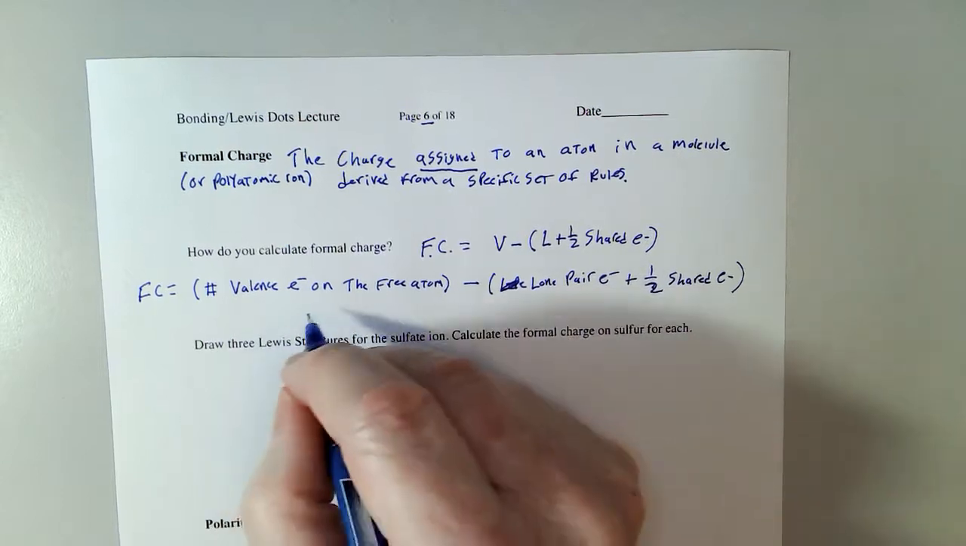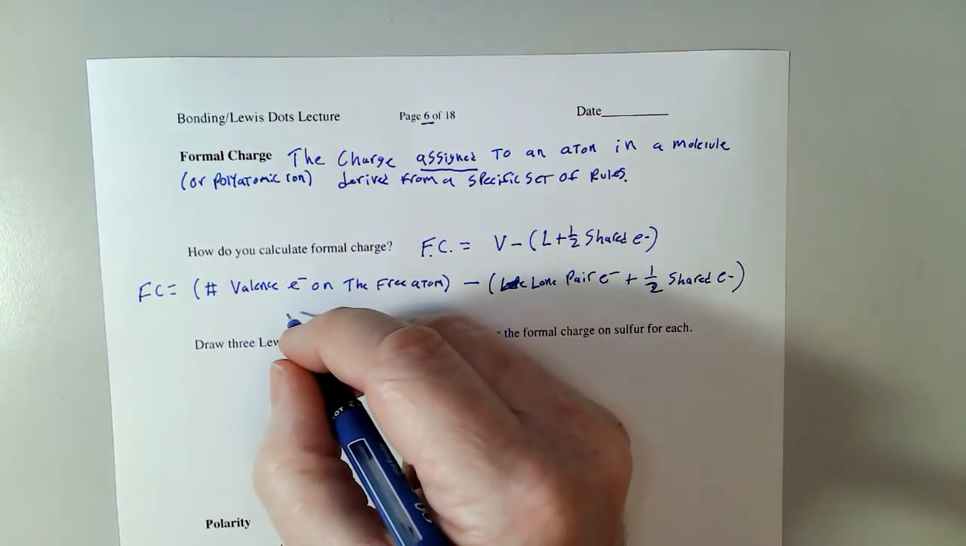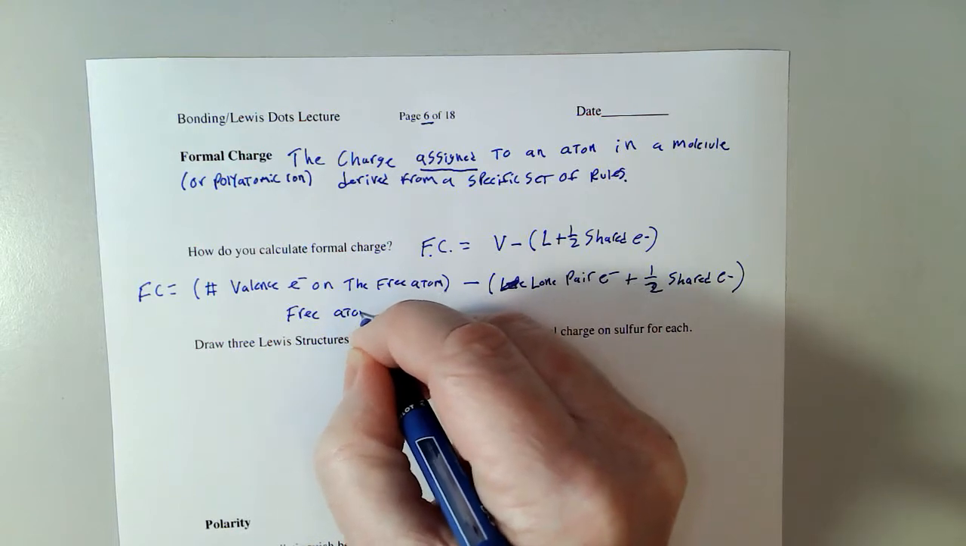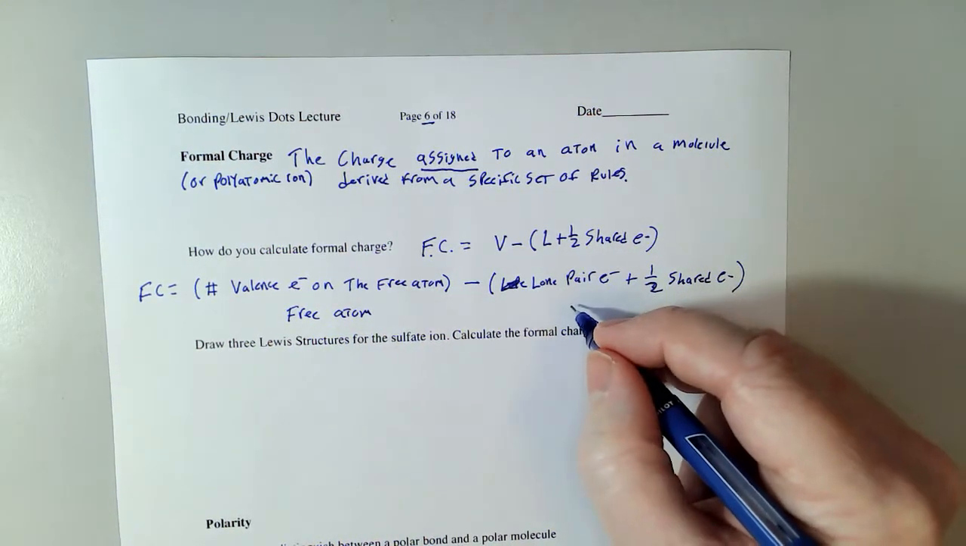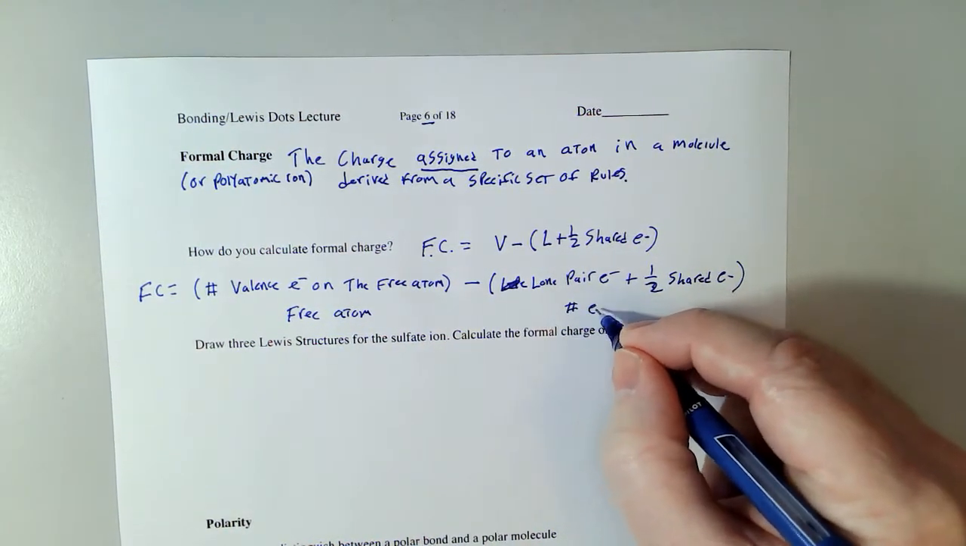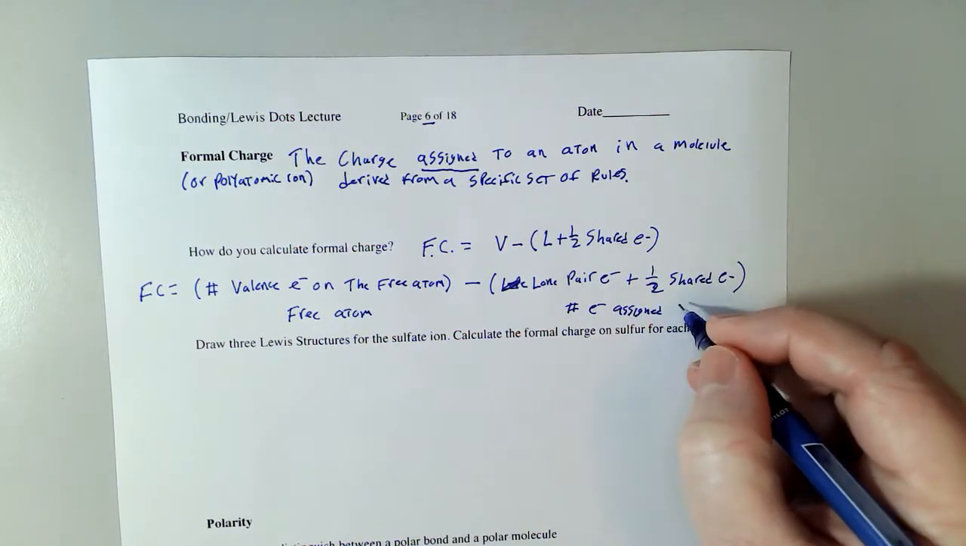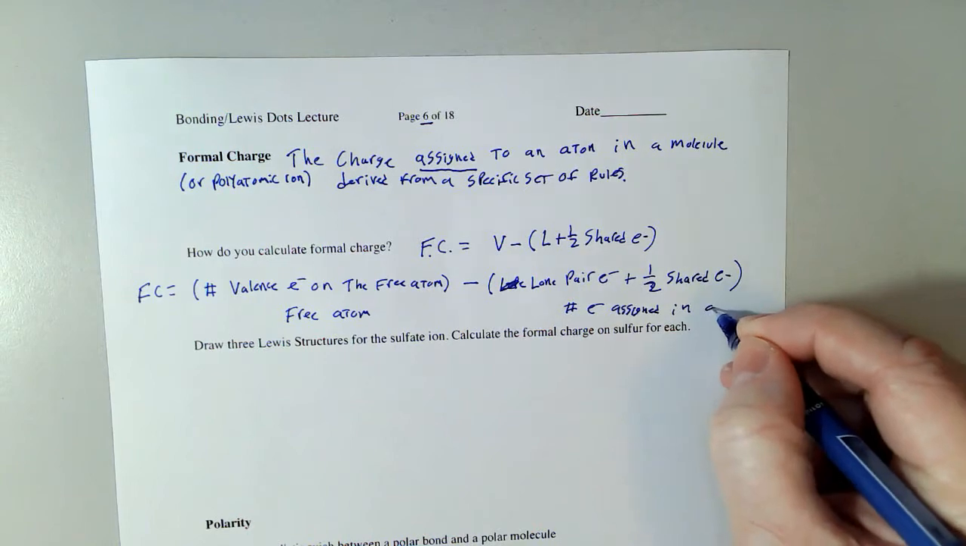So these are the electrons when it's a free atom. And these are the electrons assigned to it in a molecule.